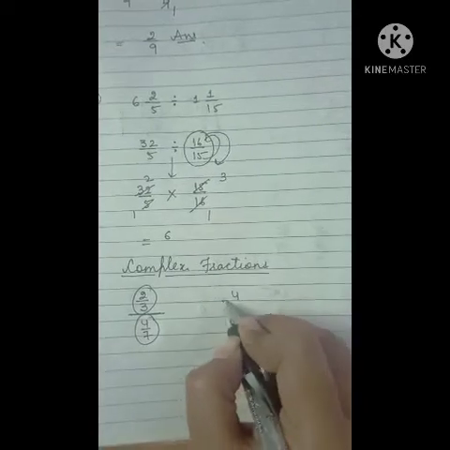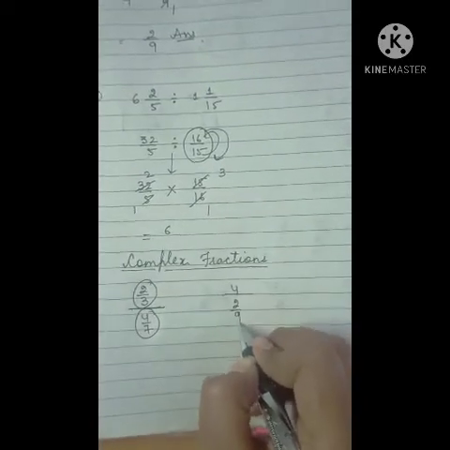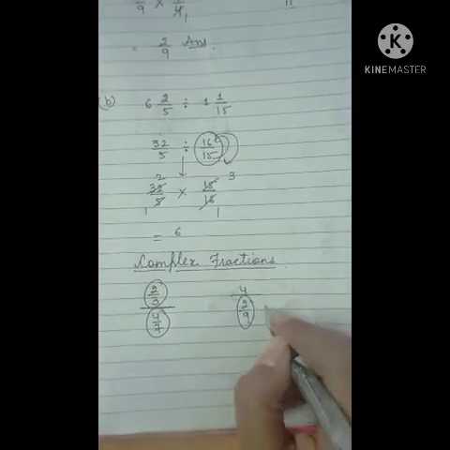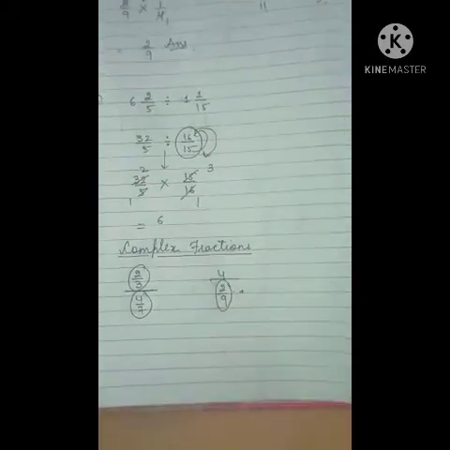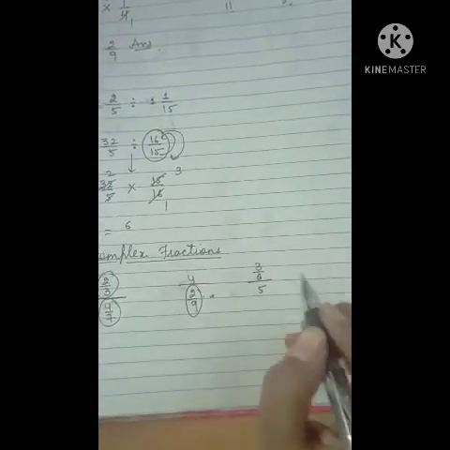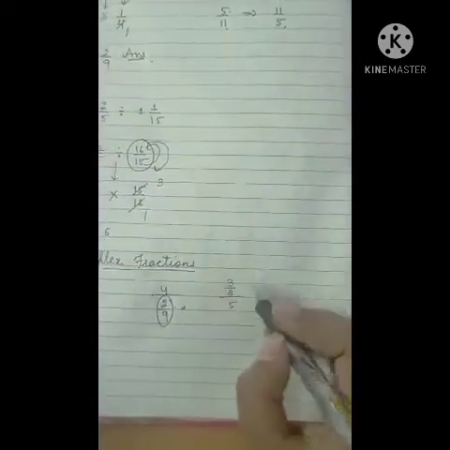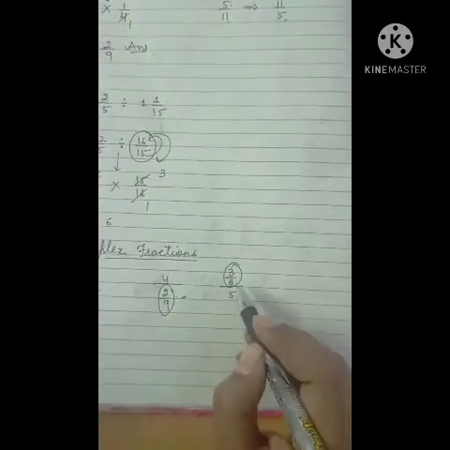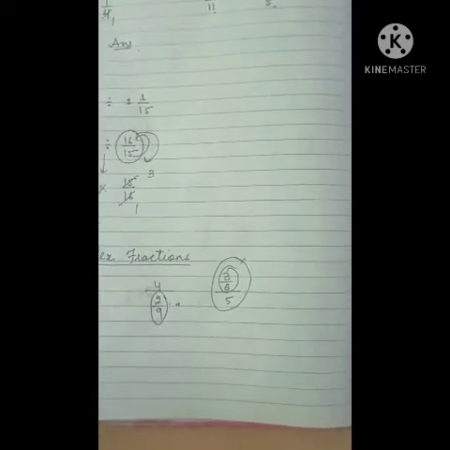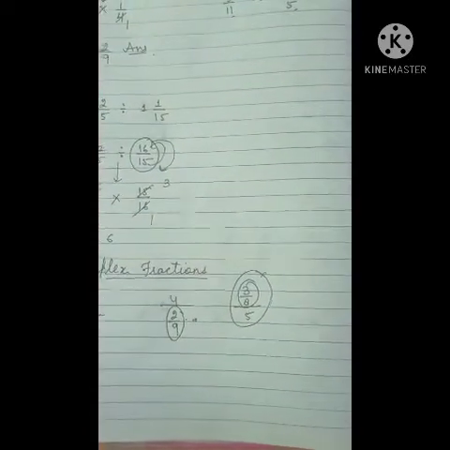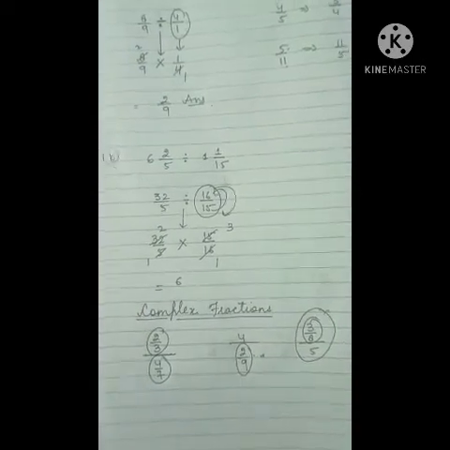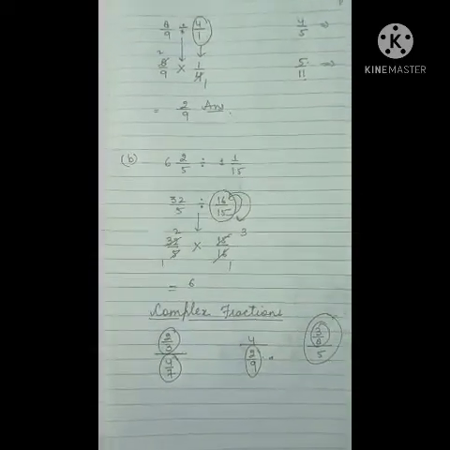Suppose we have 4 by 2 by 9. Here we have a denominator which is a fraction, so again it is a complex fraction. Suppose we have 3 by 8 in the numerator. Here the numerator is a fraction, so this whole is a complex fraction. So what is a complex fraction? A fraction whose numerator and denominator are either or both fractions is called a complex fraction.